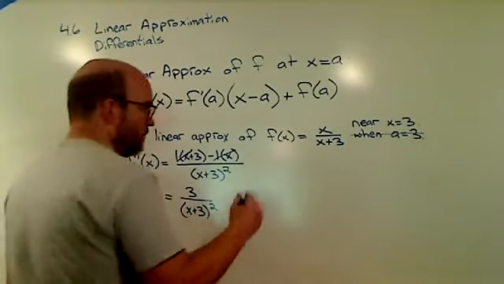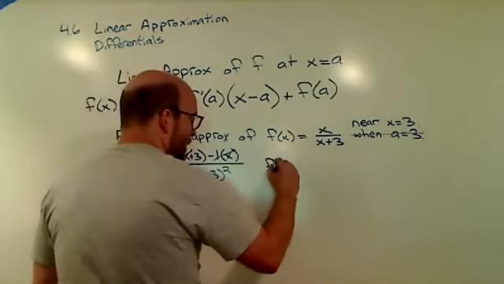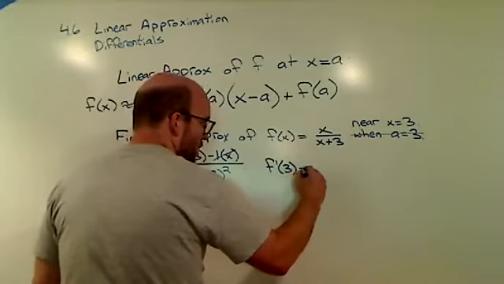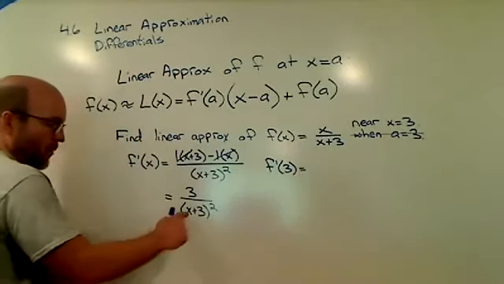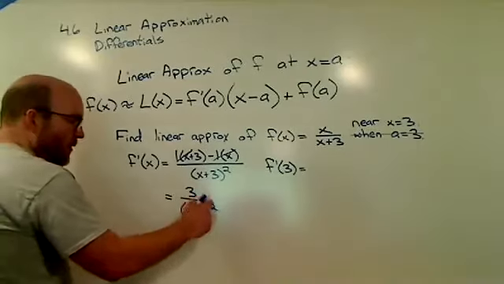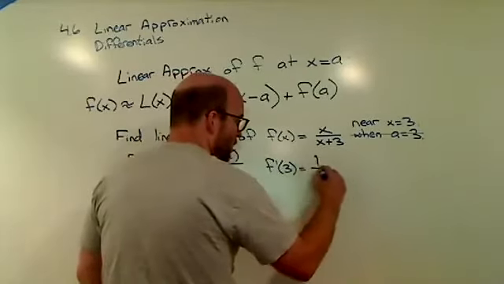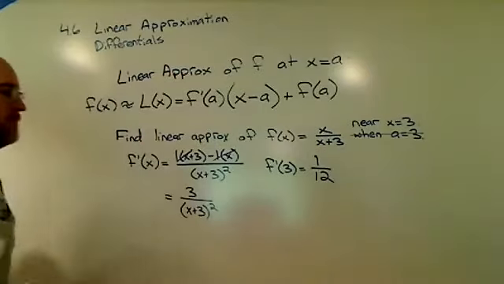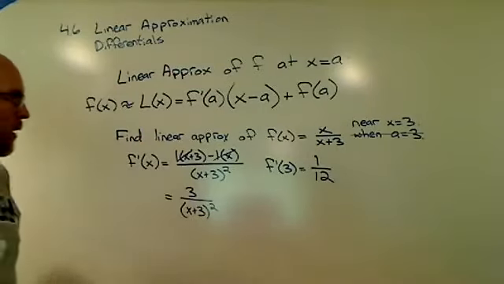And so now that we know that, we evaluate at 3 to figure out what our slope's going to be. So I throw 3 in here. 3 plus 3 is 6. 6 squared is 36. 3 over 36 is going to reduce down to 1/12. Okay. So that's where all of our work comes into play.